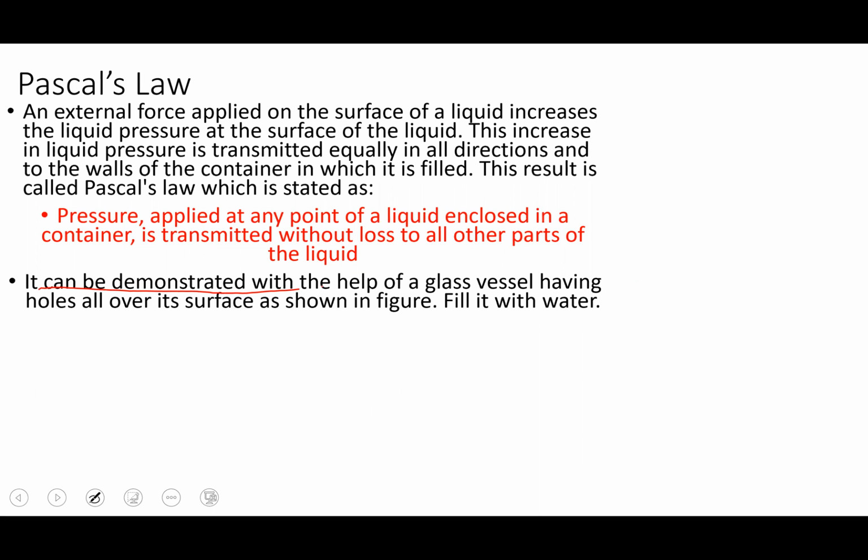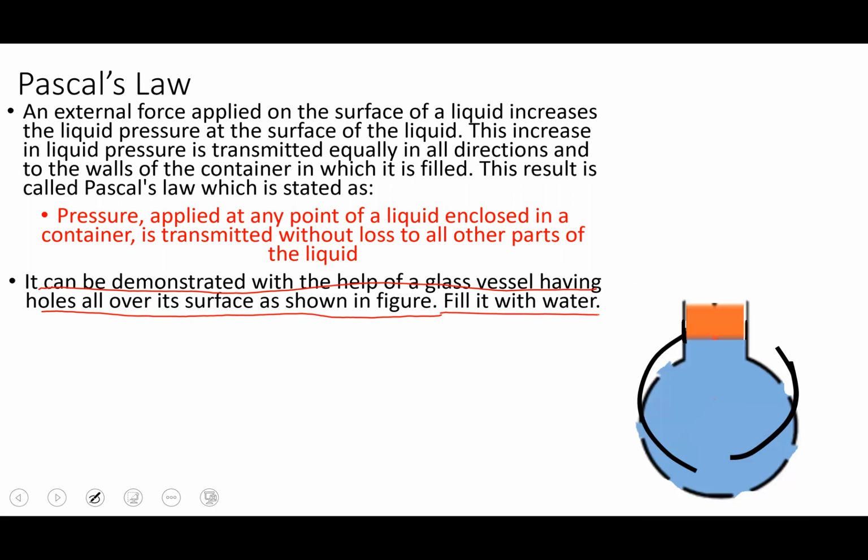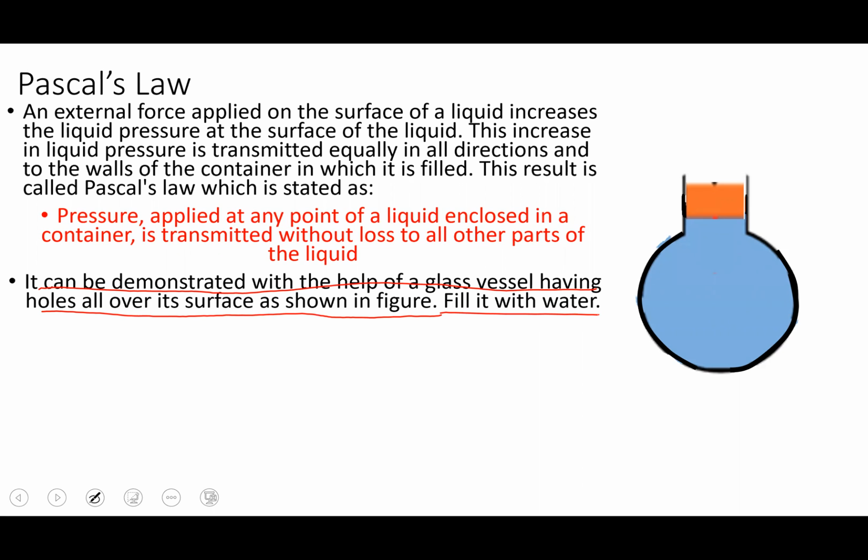It can be demonstrated with the help of a glass vessel having holes all over its surface, as shown in the figure, filled with water. Now this is the figure we are talking about: there is a glass vessel filled with water, and a piston, that means a force which is applied on the liquid, is shown over here. Now in this case, when a force is applied on top of this piston, it will be transmitted into the liquid. Now, as we know, when a force is applied on a liquid, it will transmit equally in all directions of the liquid.